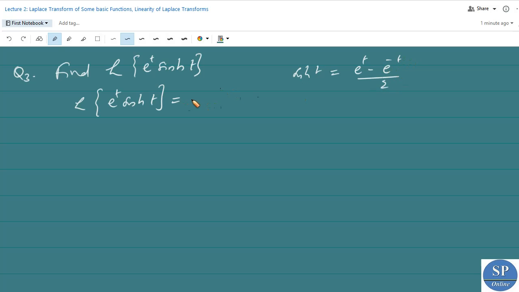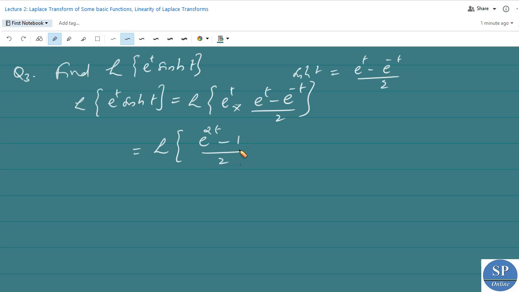So using that we get L of e^t times (e^t minus e^(-t)) divided by 2. Okay, so this is equal to the Laplace transform of (e^(2t) minus e^t times e^(-t), that is e^0, that is 1) divided by 2. So this is equal to 1/2 times the Laplace transform of e^(2t) minus the Laplace transform of 1. Okay, so this will be the required Laplace transform.